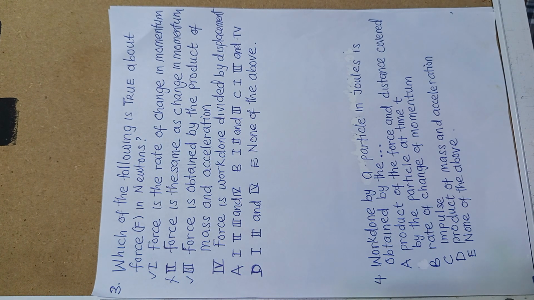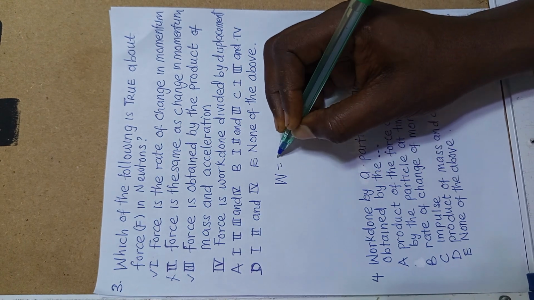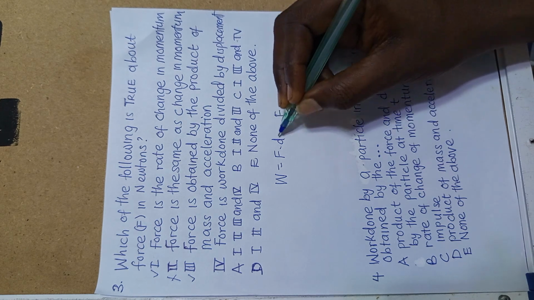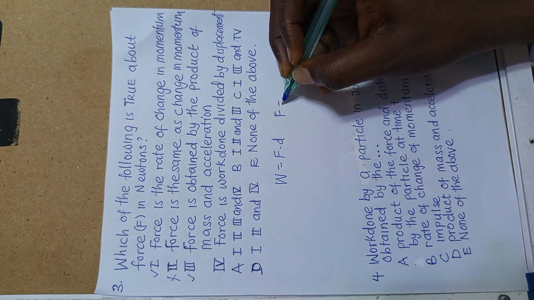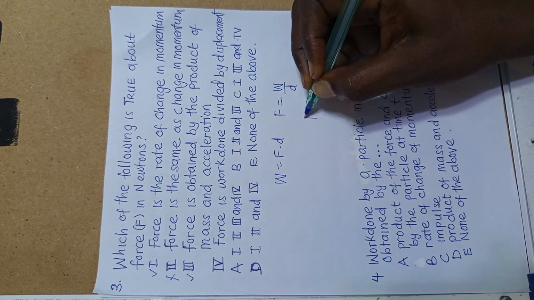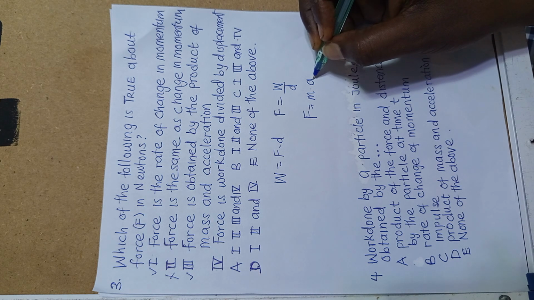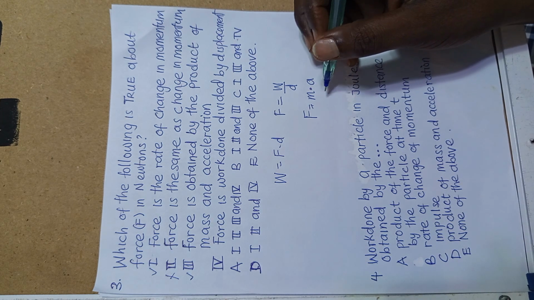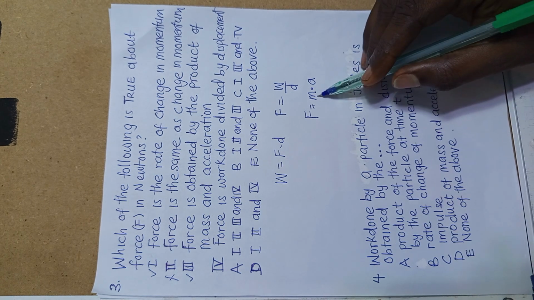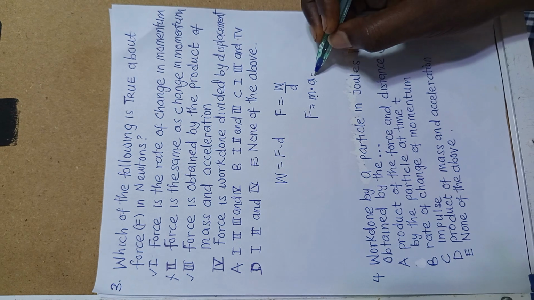Force is work done divided by displacement. Yes, because we know that work is equal to what? Force dot distance. So that means force dot displacement, which now will be what? Force equal to work over displacement. Force also is the same as what? M dot A, mass and acceleration. Don't forget, force is a vector, because this is scalar and vector. Scalar multiplied by vector will give us what? A vector.